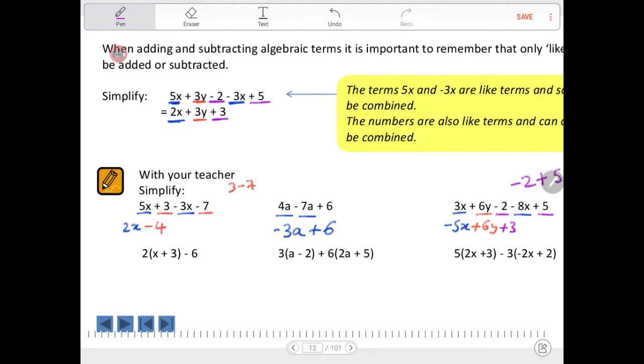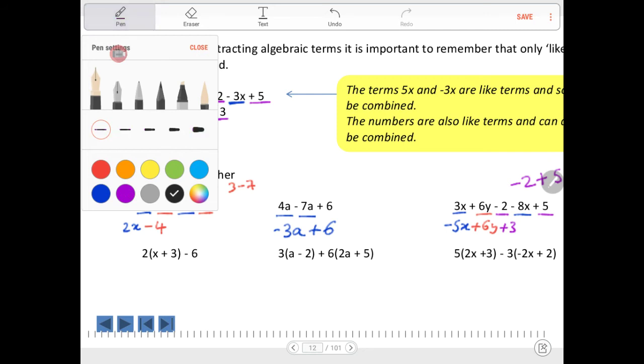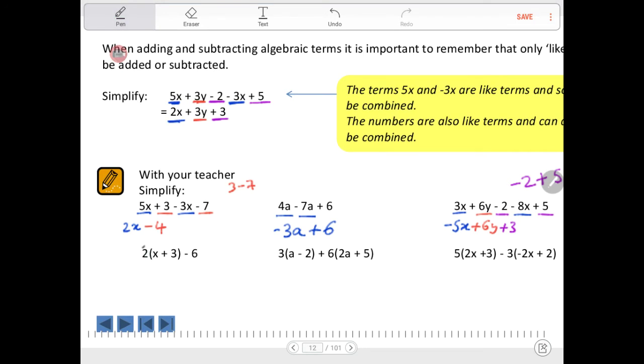Okay, now some BODMAS to remember. We're going to have to expand these brackets first. So think about how you expand brackets. Let's see, what do we get? 2 by x, 2x. 2 by 3 is 6. And of course we've got the negative 6 there, so we've expanded those brackets. Okay, so what happens here? Well, there's only the 2x on its own, so that can come down. And then 6 minus 6 gives 0. They cancel out, so we're just left with 2x on its own.